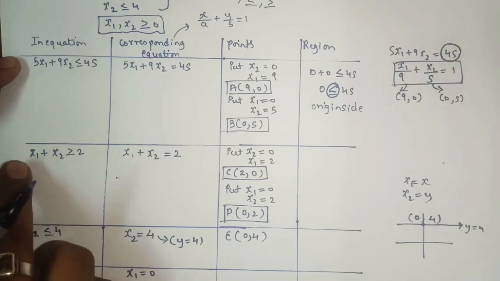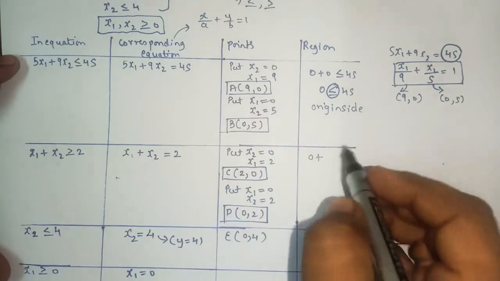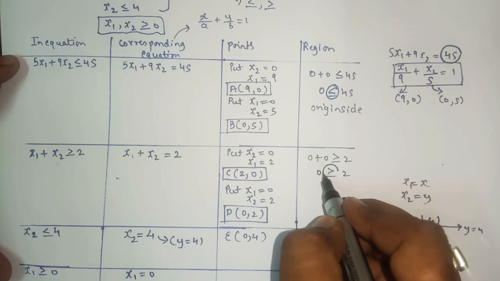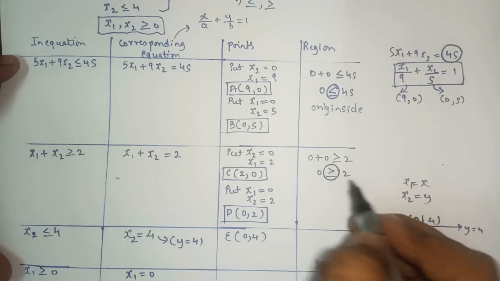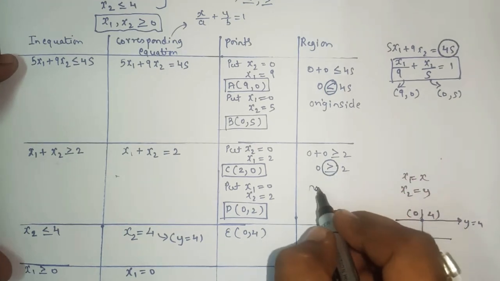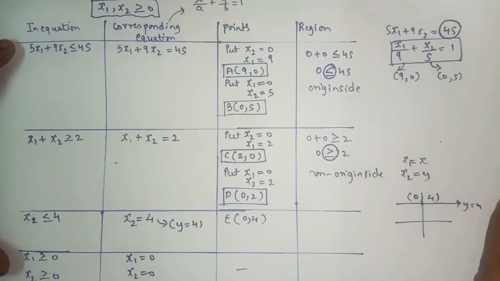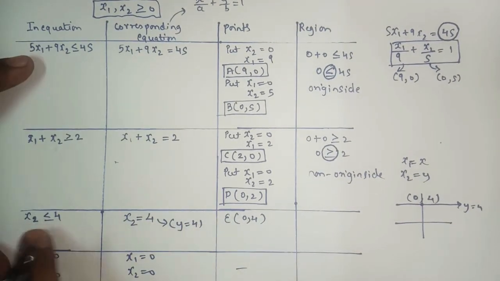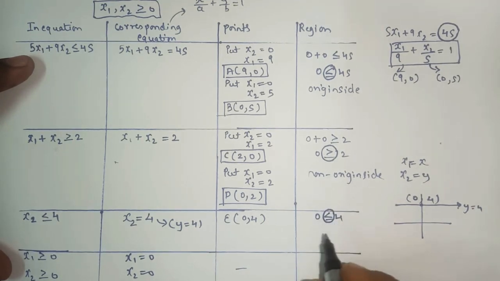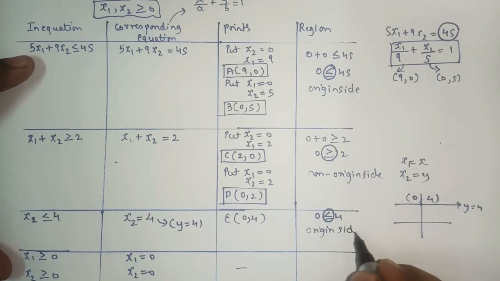For this, again we'll replace the value of x1 and x2 by 0. So 0 greater than or equal to 2. Here also out of these two conditions, any one condition should be satisfied. So 0 is neither equal nor greater. So here we can write non-origin side. Okay, so for this 0 less than or equal to 4. Here we can see 0 is less than 4. Here we can write origin side.